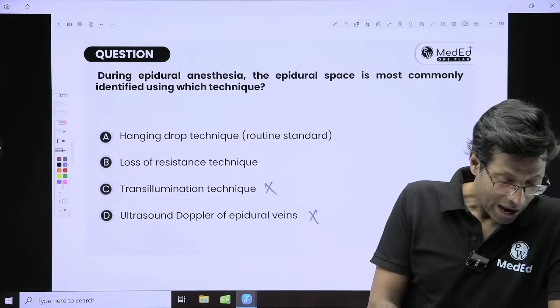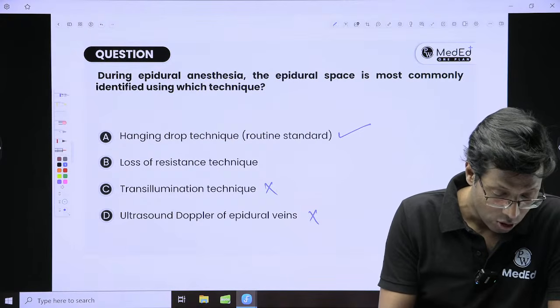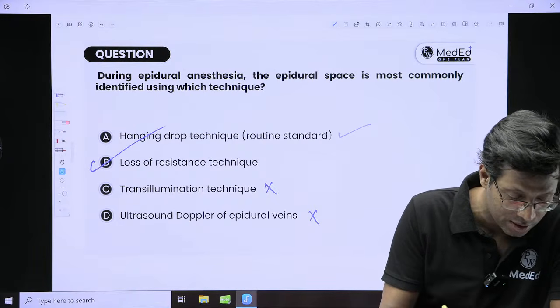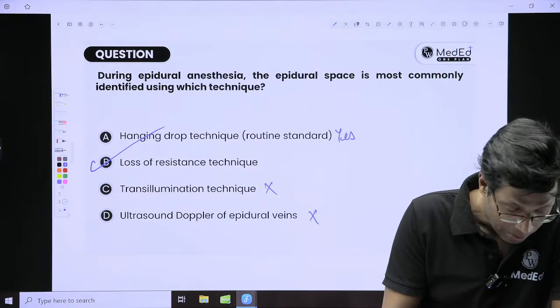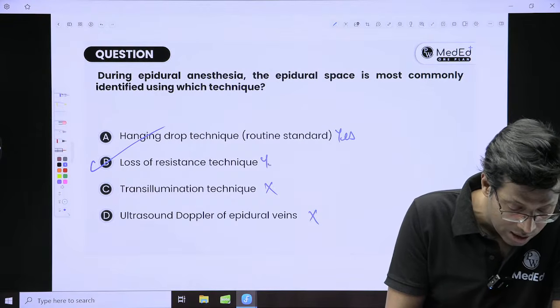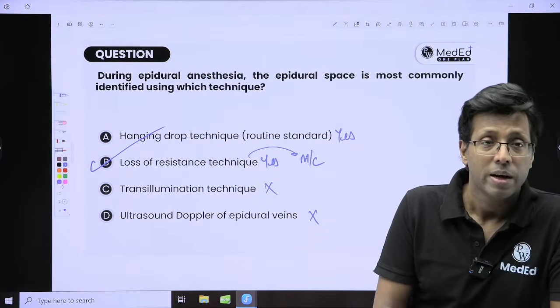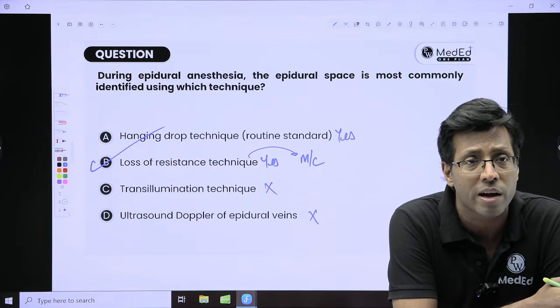All right. Hanging drop, can it be used? Yes, it can be used. But loss of resistance is the most common. Therefore, the answer is loss of resistance. Hanging drop can also be used. It's not wrong. But loss of resistance technique is the most commonly used technique. Why? Because it is a negative pressure space. Correct. I think all of you have given me the correct answer. Everyone is correct.